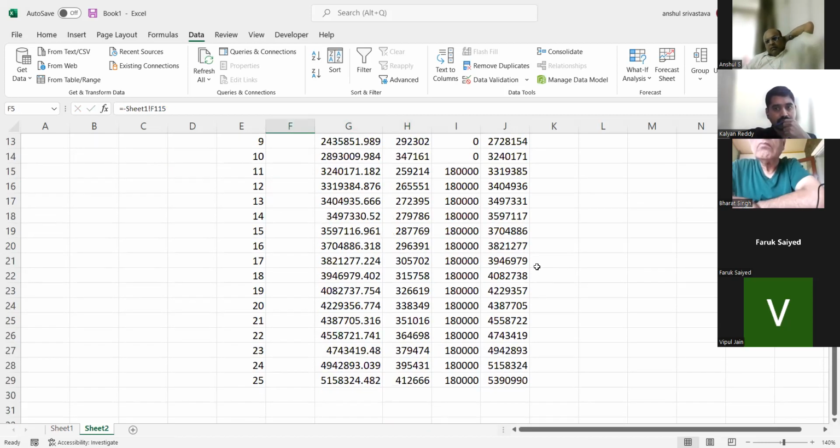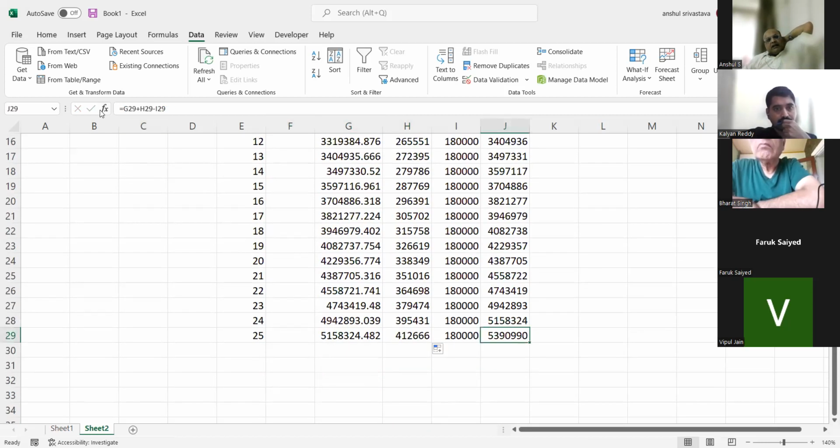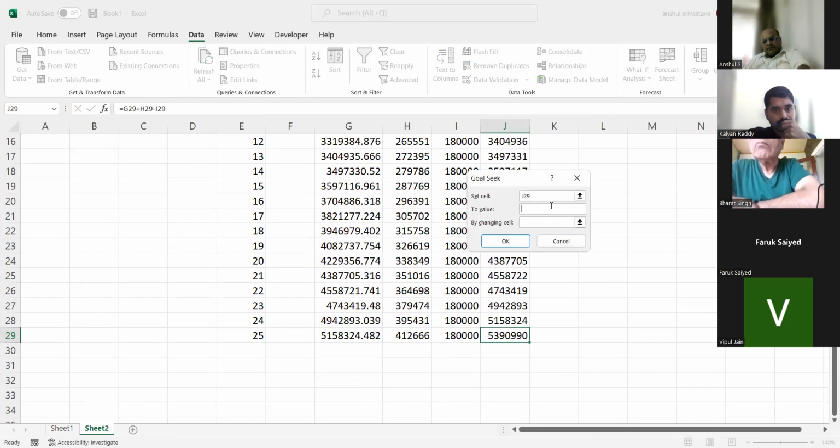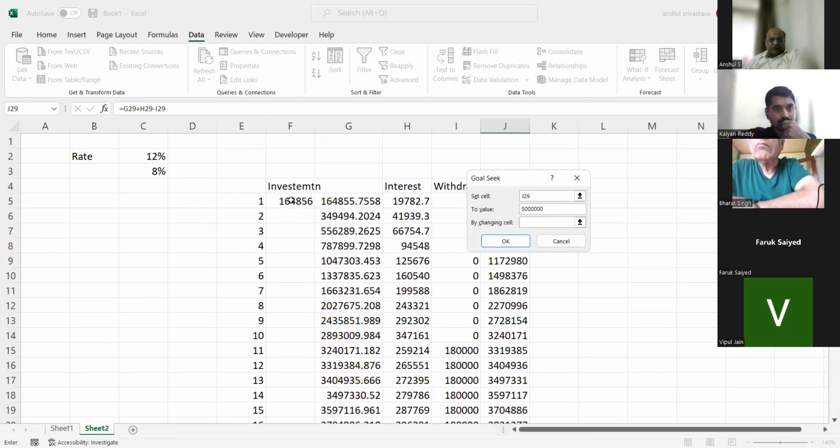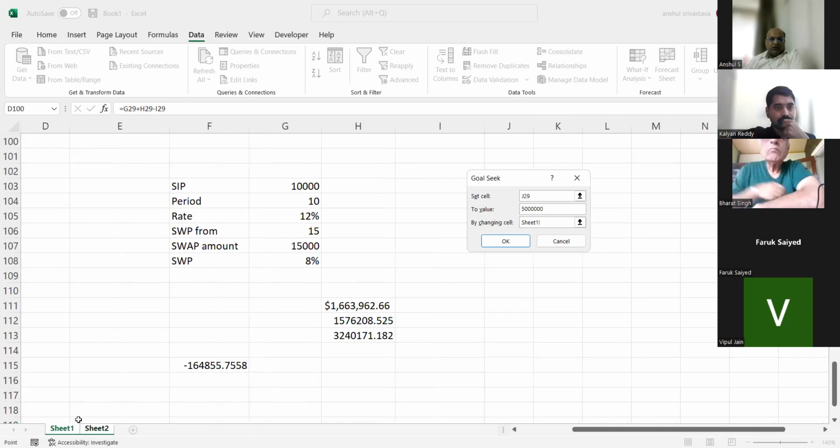डाले इसमें. मान लीजिए हमको 53 लाख की जगह we want exact 50 lakhs चाहिए. Data, what if analysis, goal seek. What do you want to change? Initial investment or the value? The initial investment cell reference है तो यहाँ पे नहीं बदलेगा वो. तो यहाँ पे जाना पड़ेगा.